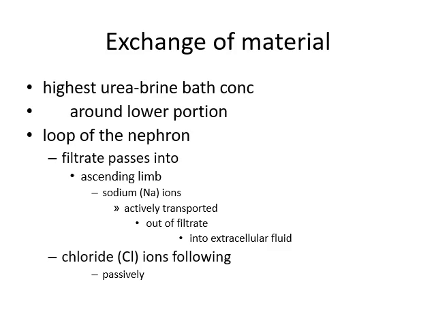The filtrate in the loop of the nephron passes into the ascending limb. First the filtrate goes down the descending limb and then goes up the ascending limb, where sodium ions are actively transported out of the filtrate into the extracellular fluid, and chloride ions follow passively.